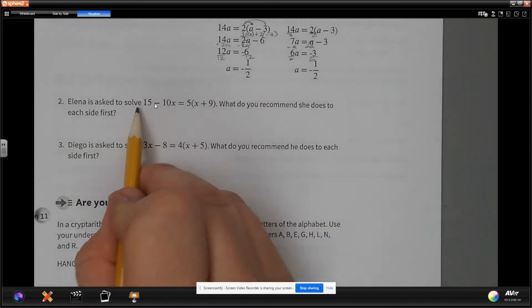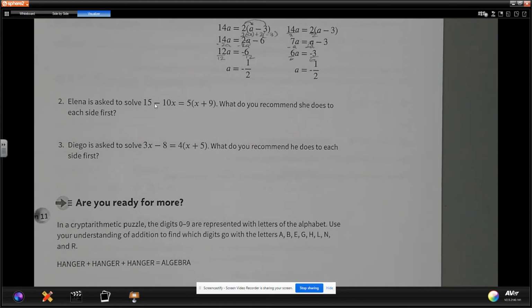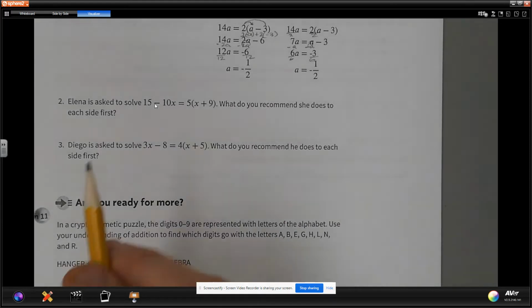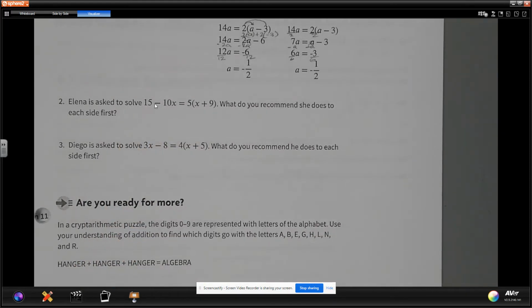So let's look at this one with Elena. Now we don't have hangers. We don't have anything else. We're just going to look at this equation and see what can be done. So Elena is asked to solve 15 minus 10 times x is equal to 5 times the sum of x and 9. What do you recommend she does first on each side? Like I said, she has a couple of different options that she can use here.